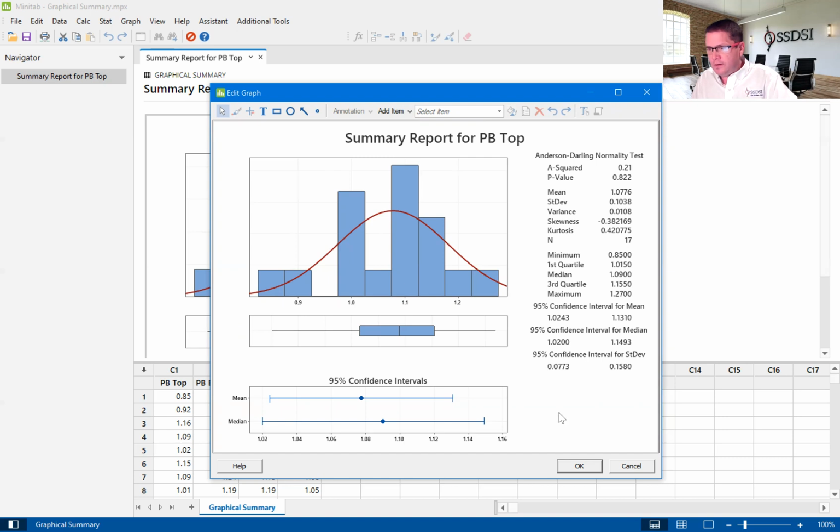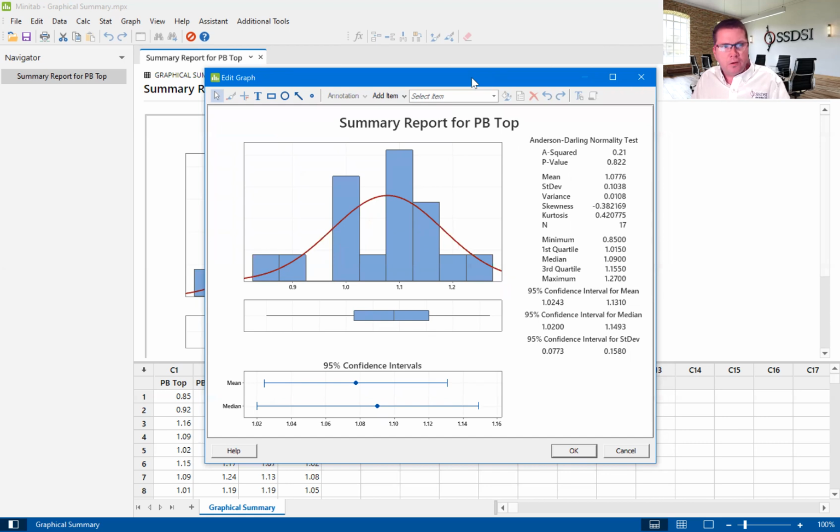You'll see here the p-value is 0.822. A p-value of 0.05 or greater says that we have a normal distribution. A p-value under 0.05 tells us that we do not have a normal distribution. So you can interpret what that is from this.